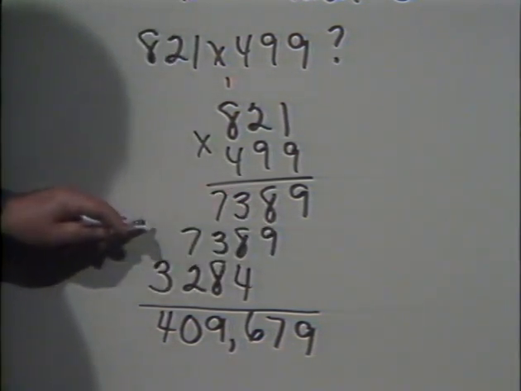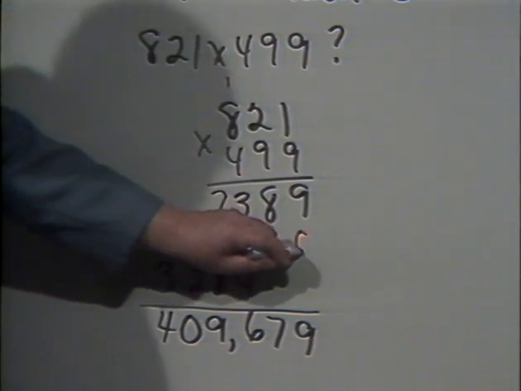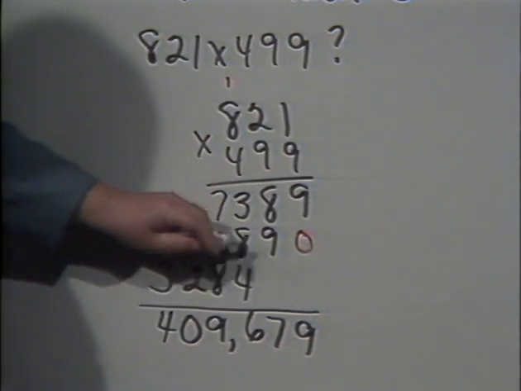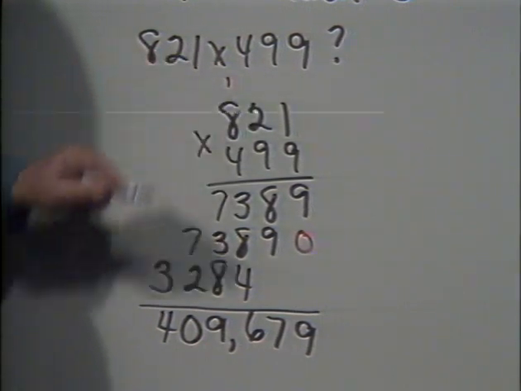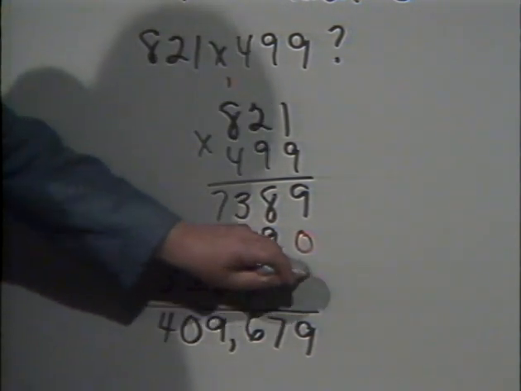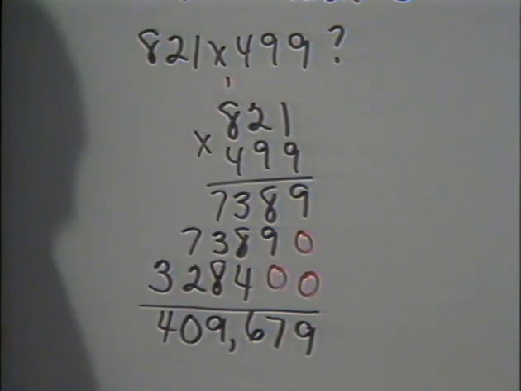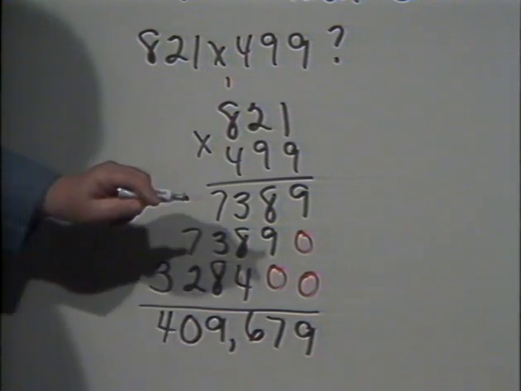And notice the indentation here. Okay, that's holding the place of a 0. Now the 4 gets indented one more place. 4 times 1 is 4. 4 times 2 is 8. 4 times 8 is 32. Then I add all these numbers up, and I get 409,679. And you see what I've done here?